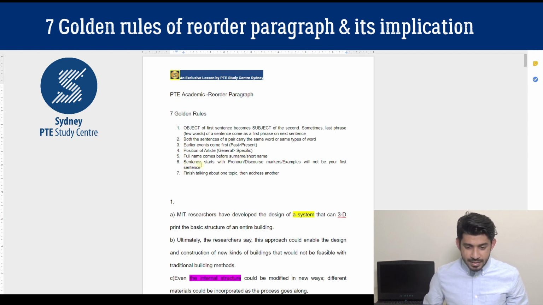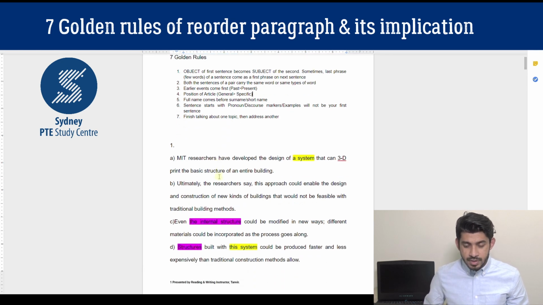Number 5, full name comes before the surname or short name. Number 6, a sentence that starts with a pronoun or discourse markers or examples will never be your first sentence, so you can omit that from being considered your first sentence. Number 7, finish talking about one topic, then address another. So if there are 2 topics in a reorder paragraph, you have to finish talking about one, then address the other one. Now let's solve some reorder paragraphs using these strategies.